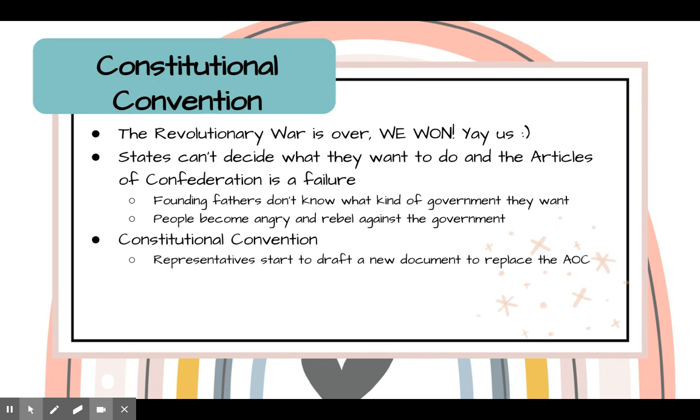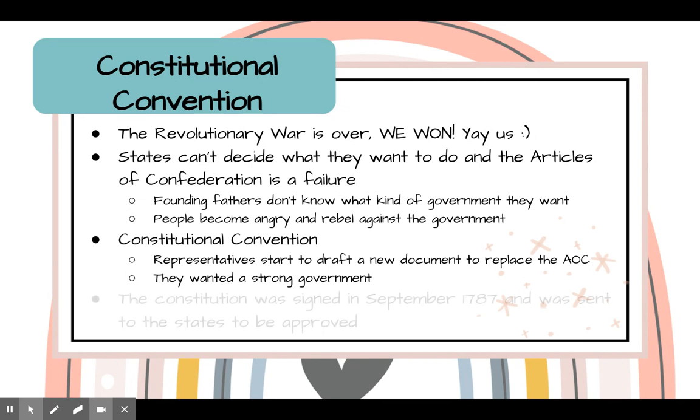So at the Constitutional Convention, representatives start to draft a new document to replace the Articles of Confederation. So they kind of do what they did with the Declaration. So they looked at the Declaration, they said, all right, these are the things that we said we didn't want. We're going to put this into Articles of Confederation. So they're looking at the Articles of Confederation. All right, this is what didn't work. This is how we're going to change it.